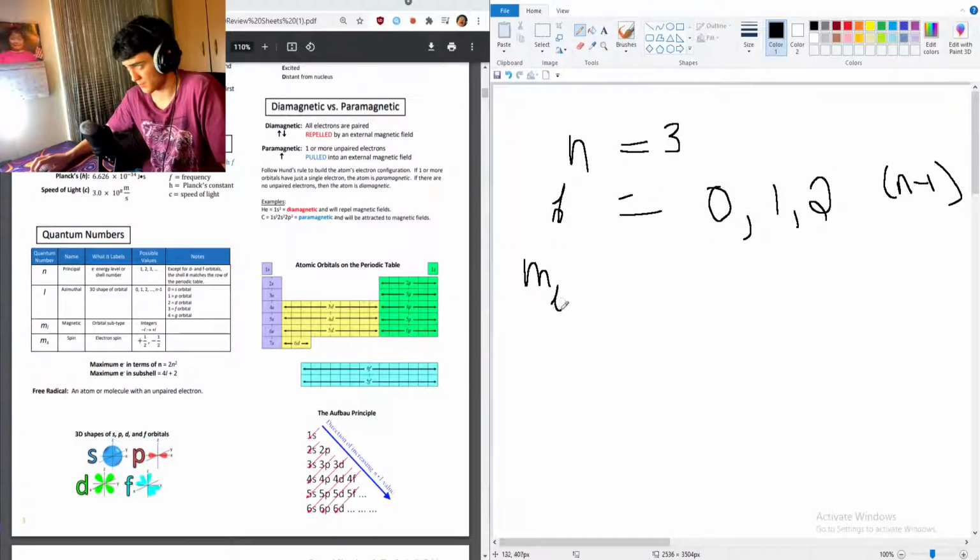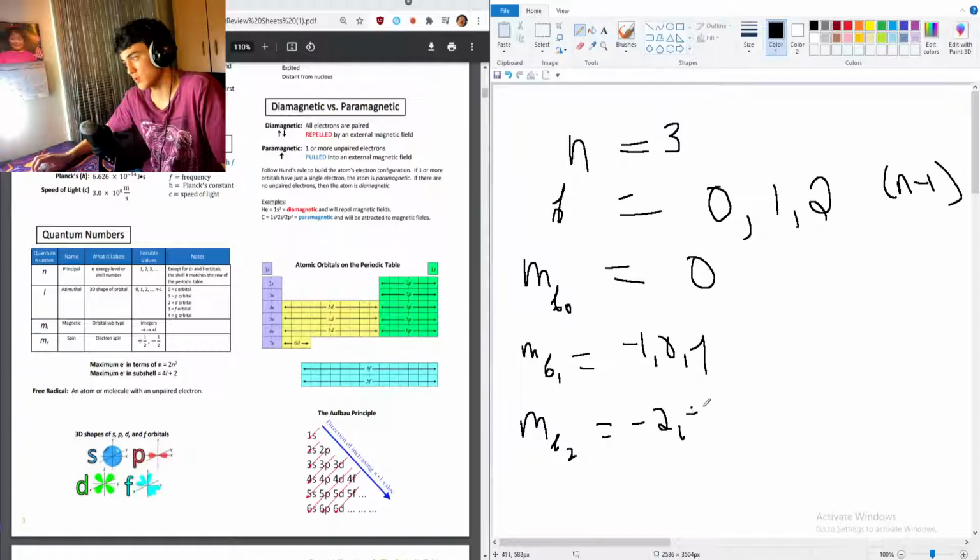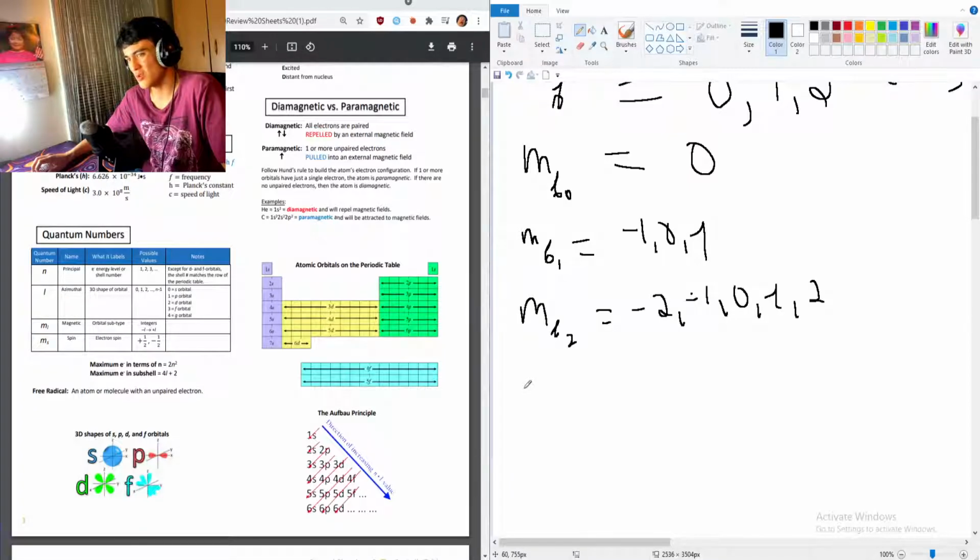And then ML would be for each of these. 0 would be 0 for ML of 0. I don't know if that's how it works. ML of 1 would be -1, 0, and 1. So it only goes up to 1 or -1, the opposite of it. ML of 2 would be -2, -1, 0, 1, 2. And then the other one, the spin, I don't even know. I think it's always this.